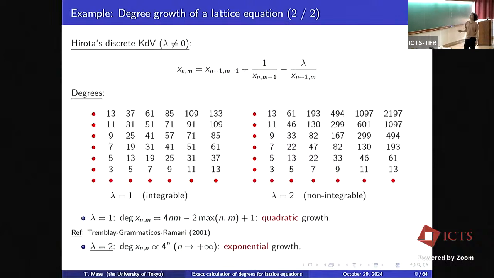Let's look at another example. This is Hirota's discrete KdV, but it has a parameter lambda. If lambda equals 1, it's integrable. And if lambda is not 1, it's not integrable anymore. And the degrees in the case of lambda equals 1 are these. It grows not very fast. But if lambda equals 2, it grows really fast. If lambda equals 1, the degree grows polynomially. And if lambda is not 1, the degree grows exponentially.